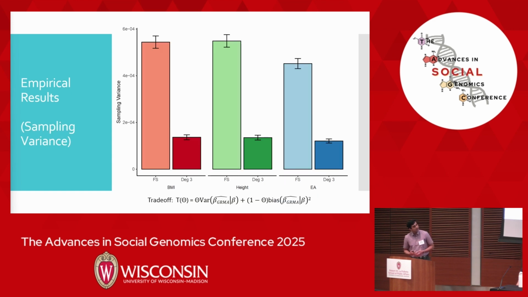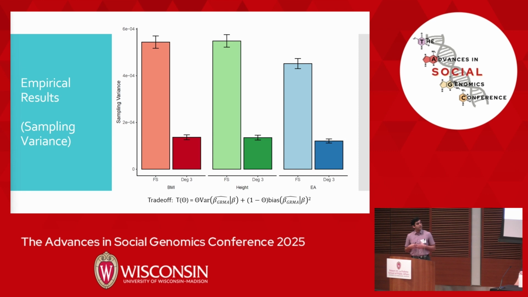We can also look at the sampling variance based on the thresholds. What we have here is a graph of the sampling variance for the 3 phenotypes at the level of siblings and third degree relations. And for all 3 phenotypes, we see a significant decrease in the sampling variance as we relax the relatedness threshold.